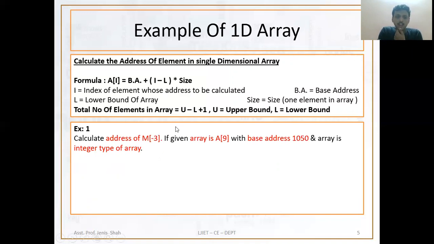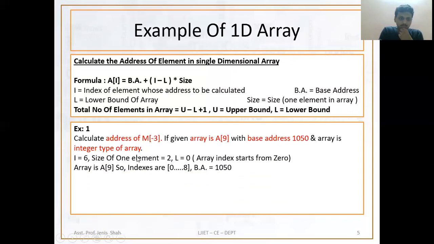Calculate the address of m of minus 3 if the given array is m of 9 with base address 1050 and the array is of integer type. Fine. I think there is a little mistake over here. The m of minus 3, please do not consider it as m of minus 3. Consider it as a of 6. We want to find out the address of a of 6. Okay. So here I is equal to 6.